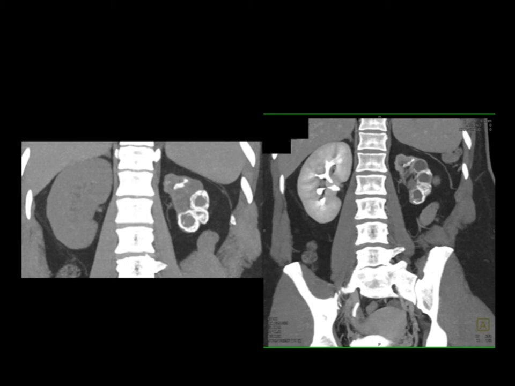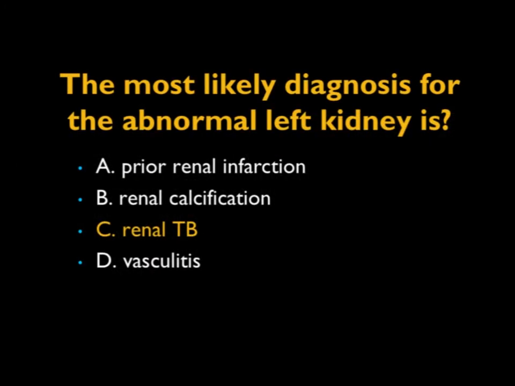pole. It's not the appearance of an infarct, and it's not the appearance of just simple calcification, and it really isn't the appearance of vasculitis. With most vasculitides, the kidneys can be small perhaps and have irregular vessels, but you don't see these calcifications. This is a classic case, although not commonly seen, of renal tuberculosis. Just a very nice example.